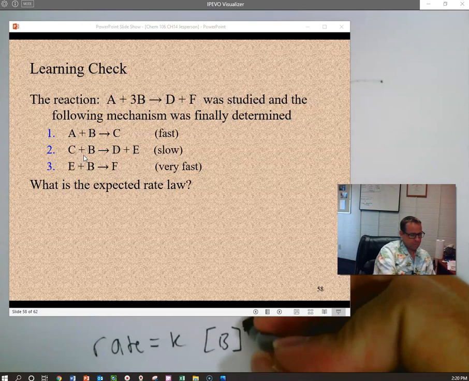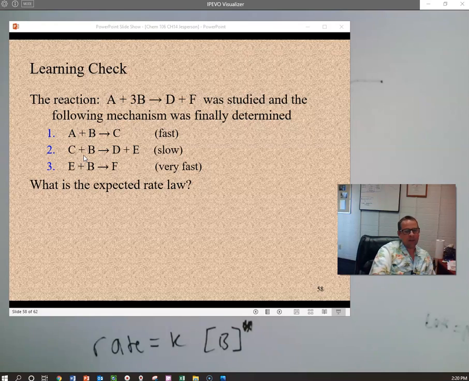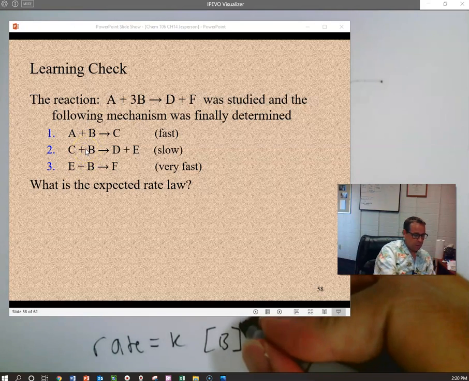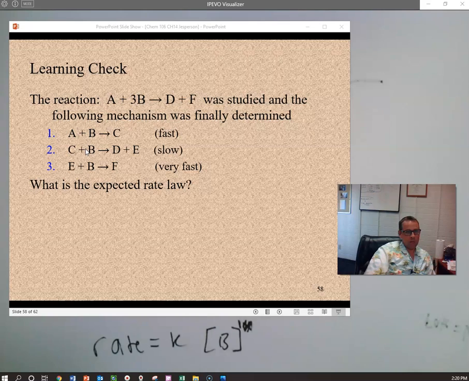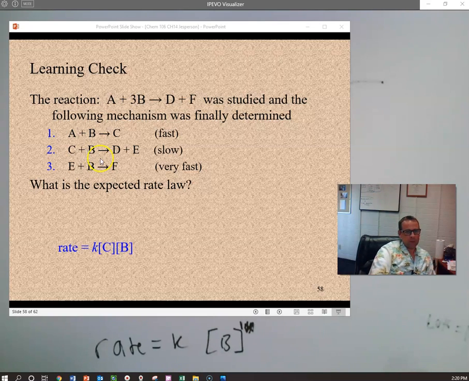I need help. I'm sorry again. No, that's fine. That's fine. So we're using the coefficient on B in this slow step. And so because it's just a 1, it's just a 1 right here though, right? Oh, yes. So it would be first order with respect to B. Okay?